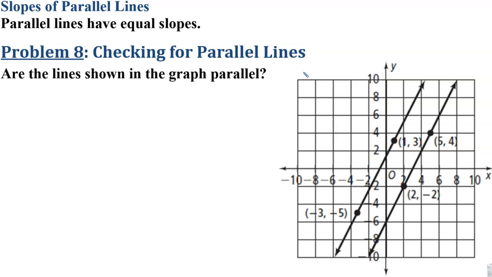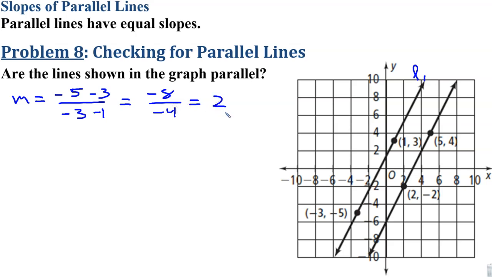So in problem 8, we're asking the question, are the lines shown in the graph parallel? Basically what we're asking there is, do they have the same slopes? If we call our first line on the left here L1, we can calculate its slope. So, doing the slope formula for who knows how many times a day now. y minus y, we can say -5 minus 3, over, in the same order, x minus x, -3 minus 1. That's going to reduce down to -8 over -4, which would be +2.